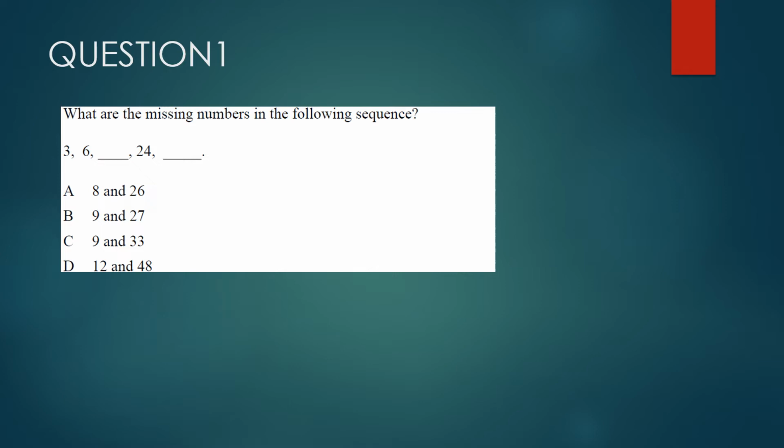So what do we do now? We check. If you say 3 plus 3, you are getting 6. How about when you say 6 plus 6? You're going to have 12. And then when you say 12 plus 12, this will give you 24, meaning that this is the right way of doing it.